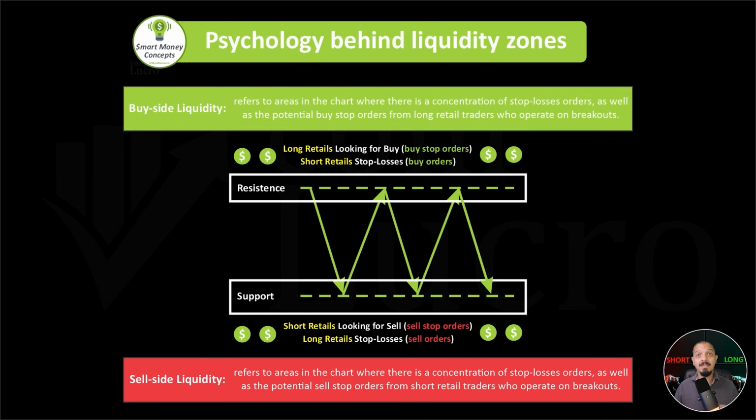In essence, these concepts represent the same idea but in opposite directions. Buy-side liquidity refers to areas in the chart where there is a concentration of stop-loss orders, as well as the potential buy-stop orders from long retail traders who operate on breakouts.